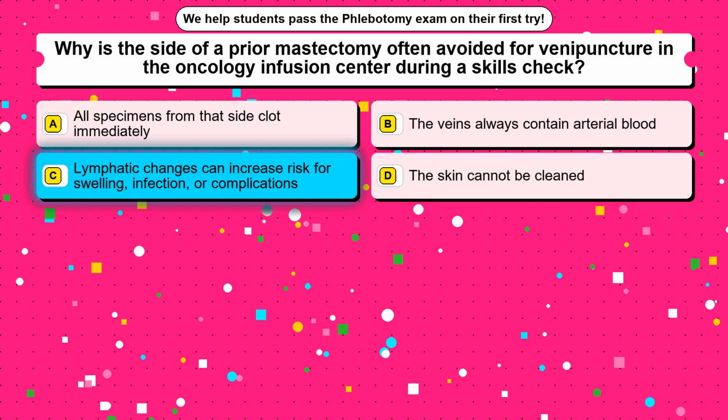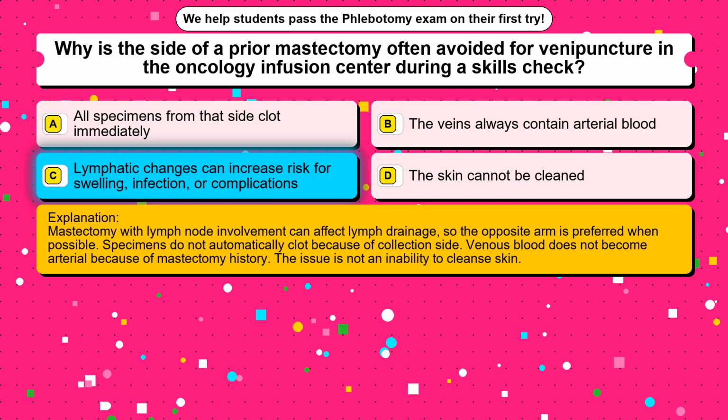The correct answer is option C. Lymphatic changes can increase risk for swelling, infection, or complications. Mastectomy with lymph node involvement can affect lymph drainage, so the opposite arm is preferred when possible. Specimens do not automatically clot because of collection side. Venous blood does not become arterial because of mastectomy history. The issue is not an inability to cleanse skin.